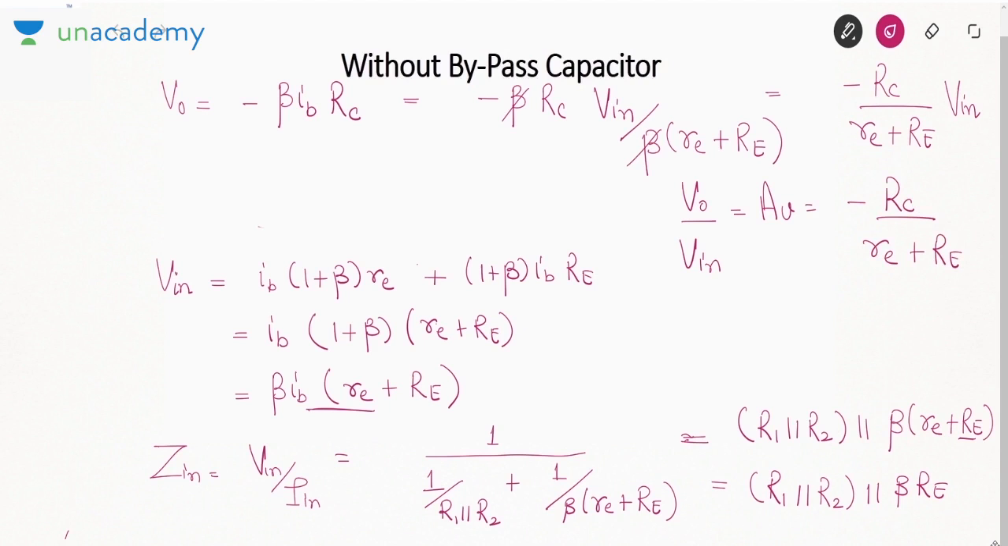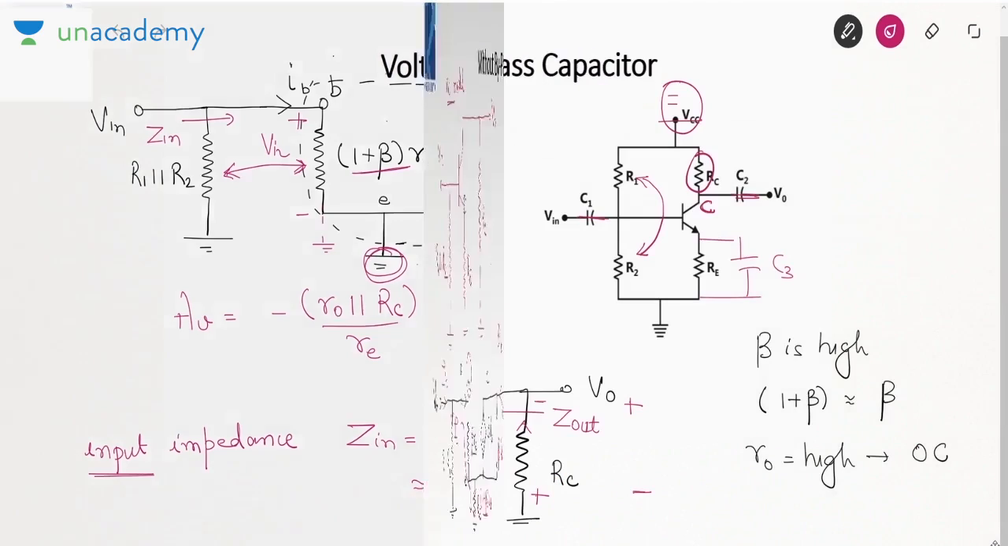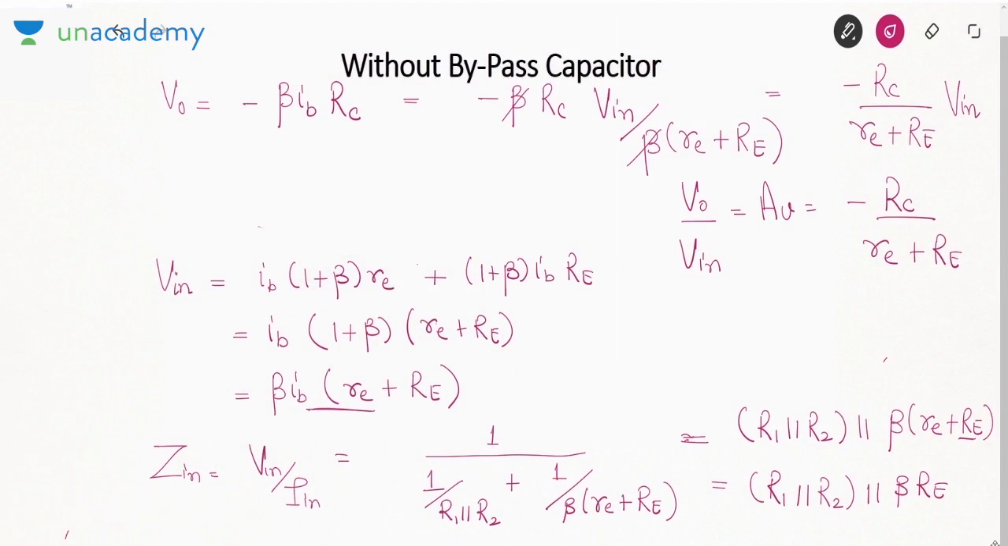Now see in the previous case, what was the gain? The gain was minus RC by small re. In this case, what is the voltage gain? Minus RC by small re plus capital RE. That means due to this capital RE, the voltage gain is reducing, and I told you initially also that if you don't bypass this resistance RE, it acts as negative feedback and it reduces the gain of the amplifier. And that is the same thing that is happening here. Due to this capital RE, the gain has reduced.